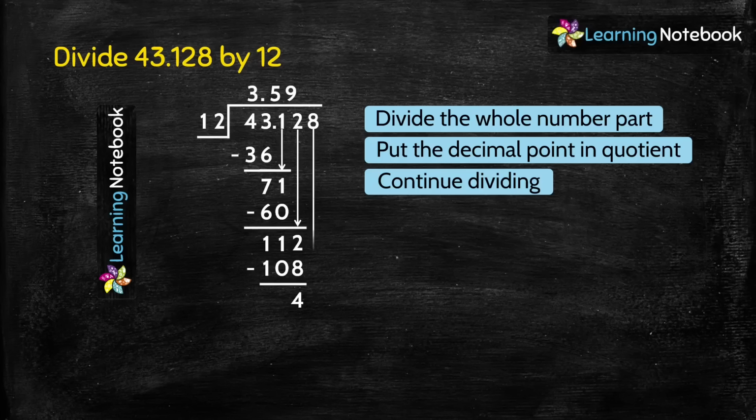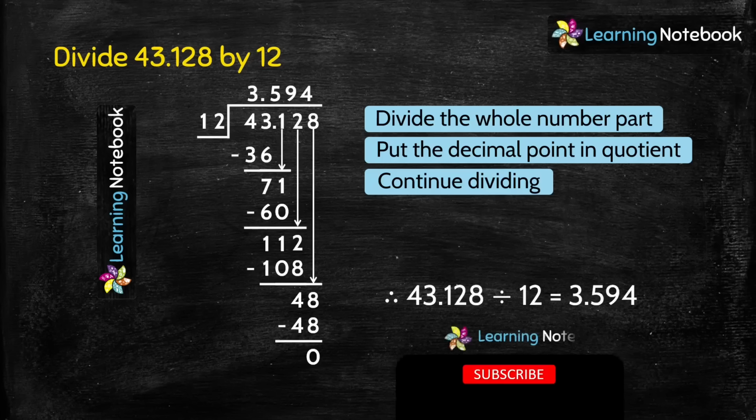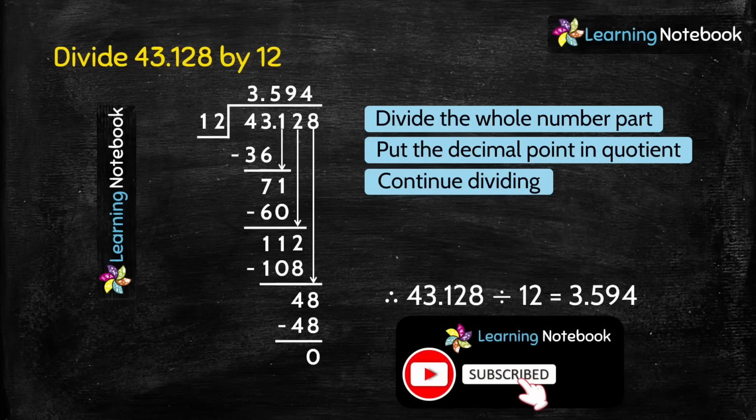Copy the last digit, which is 8. 12 into 4 equals 48, and 48 minus 48 equals 0. So students, our division is complete now, and we get the answer as 3.594.